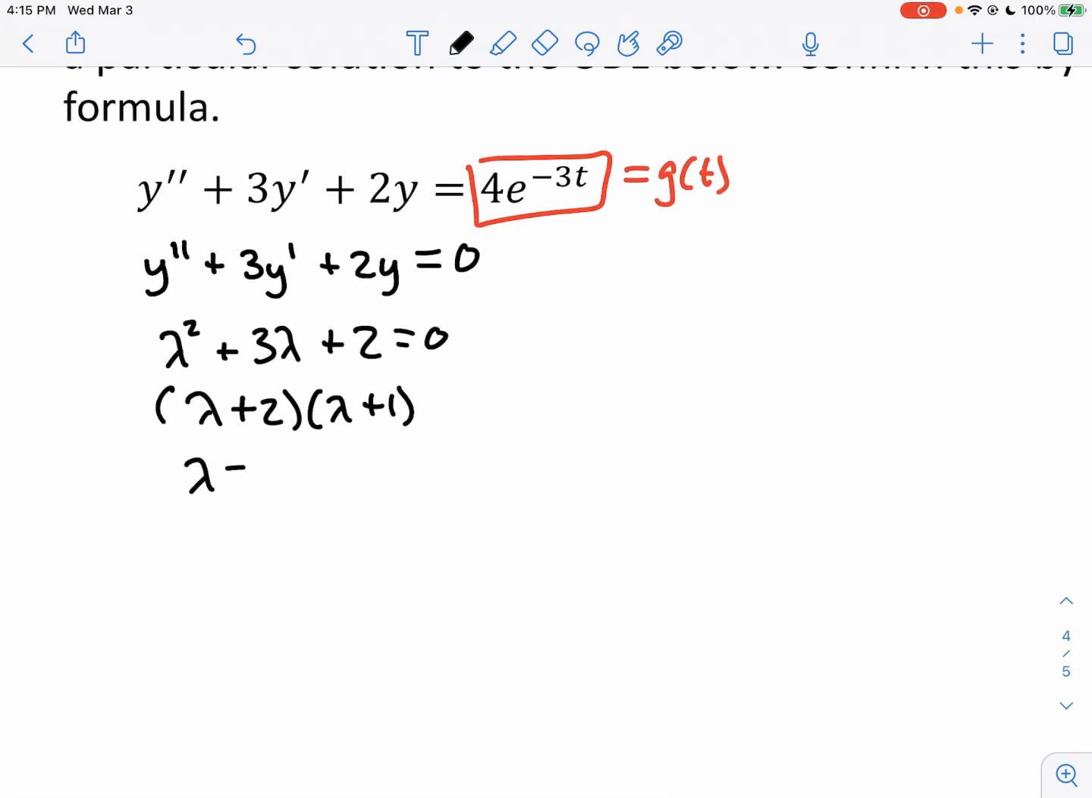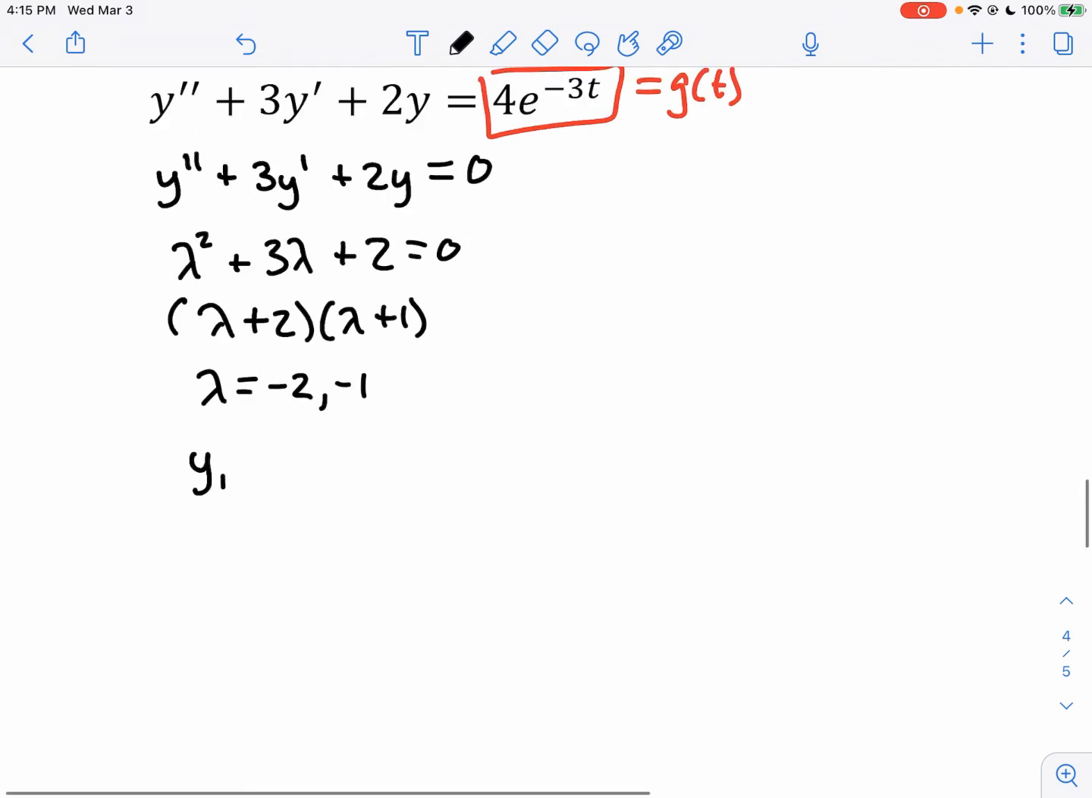So we get different real lambdas, negative 2 and negative 1. So my y1 is going to be e to the negative, in no particular order, let's just pick an order. It doesn't really matter which one we say is first. Let's say e to the negative t is y1, and y2 is going to be e to the negative 2t. Right? E to the lambda t and e to the lambda t.